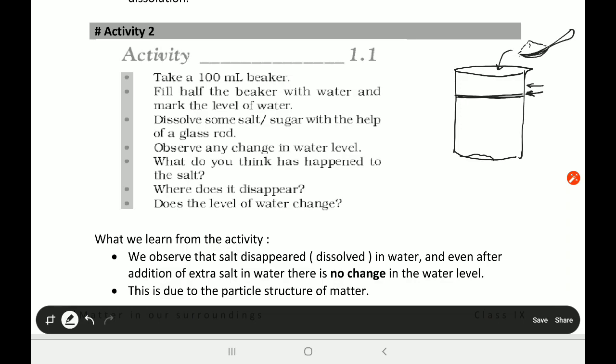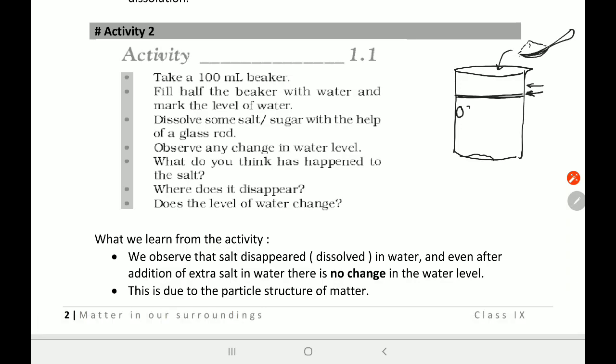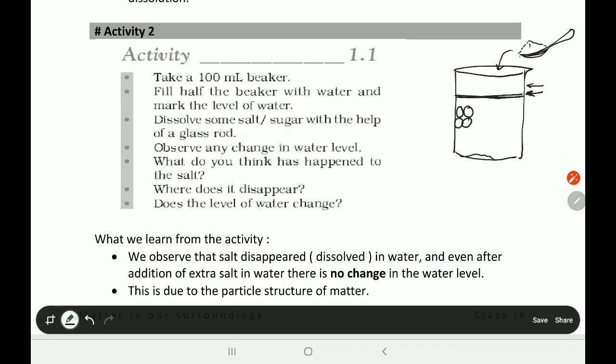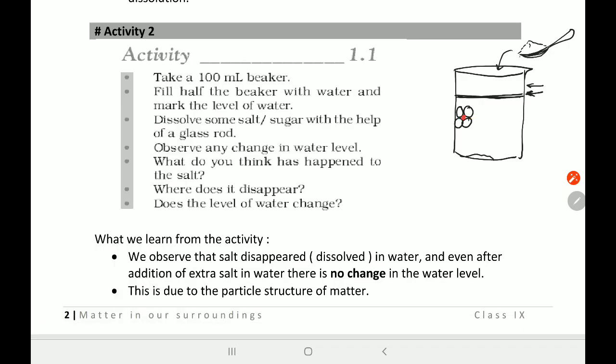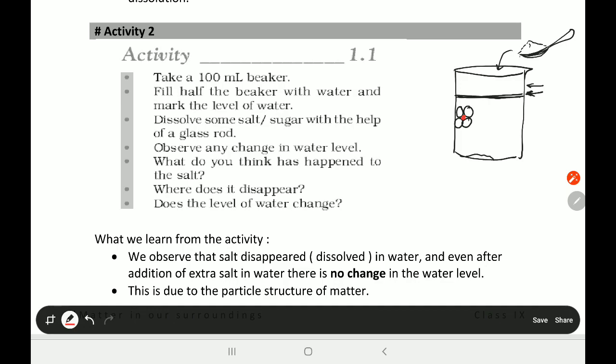So this is a very interesting reason. Let me tell you what has happened. These are the particles of water, in this case, and sugar takes place between the particles. As we all know, the particles have a space between them, it is a characteristic of matter. That space has been occupied by the particles of sugar, right? So the simple reason here is that the sugar has not disappeared from there. The sugar is still there, but it is taking a place between the particles.